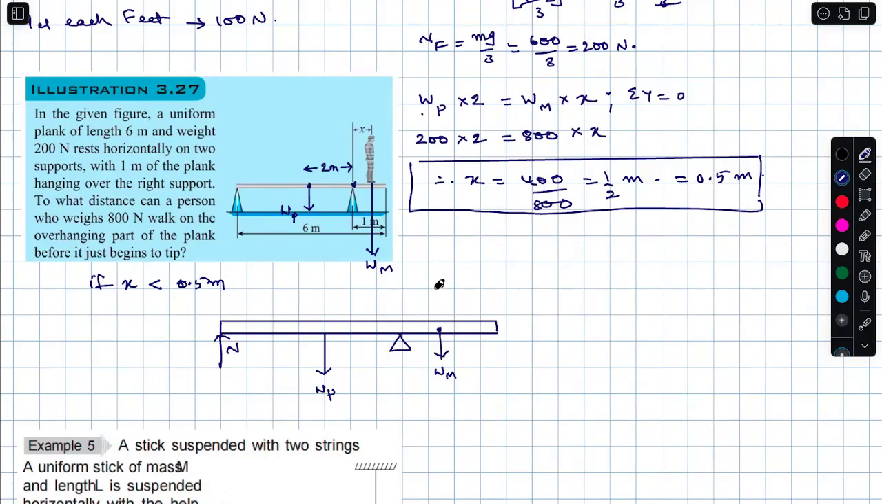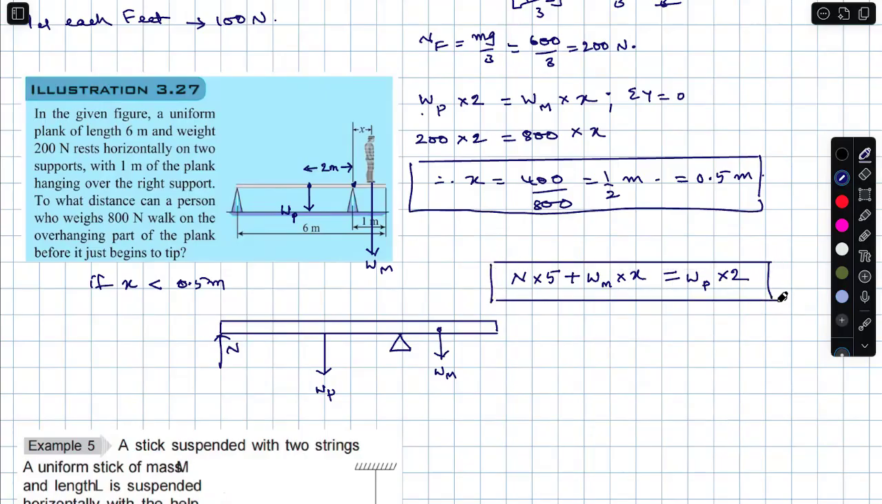So if X is less than 0.5, the condition is N into 5 plus W man into X is equal to W plank into 2 meters. Remember, this is the condition if X is less than 0.5. You give me X, I'll give you N. If X is 0.5, N is lost, because N becomes 0. Got the point? Are we clear here? May I proceed for the next question?